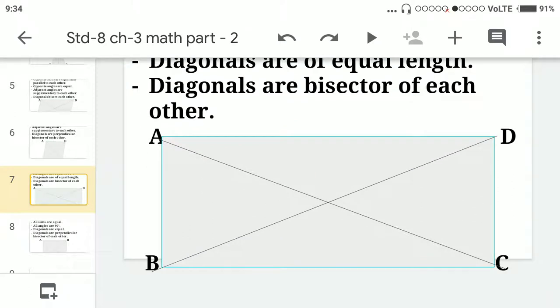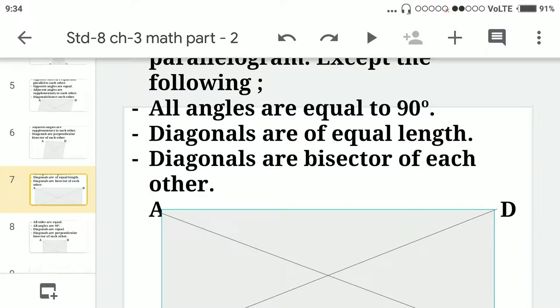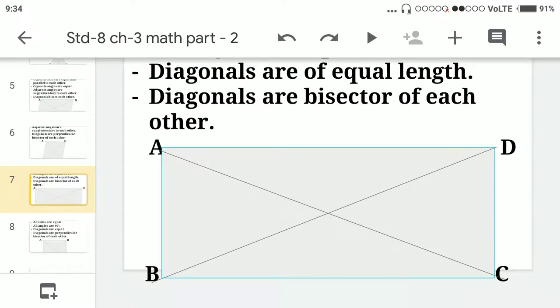Diagonals are of equal length. This is the extra point, that is AC equal to BD. The two diagonals are equal to each other, and the two diagonals are also bisecting each other. That means let the meeting point be O, so AO equal to OC and BO equal to OD. So the two diagonals are equal as well as bisecting each other.